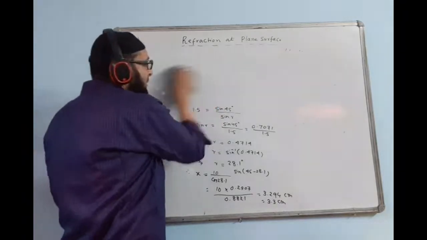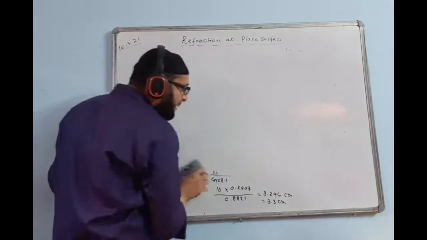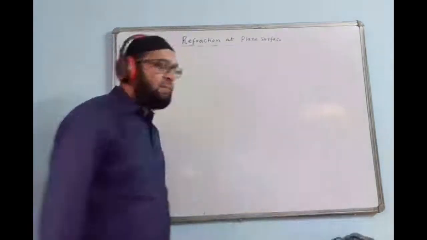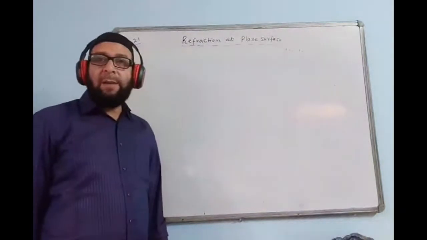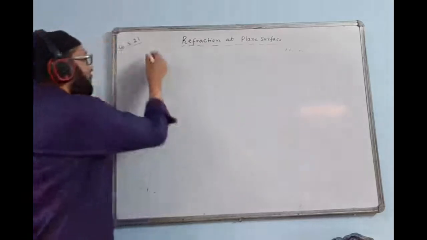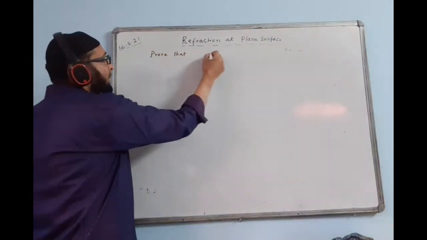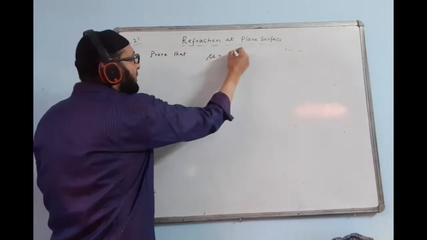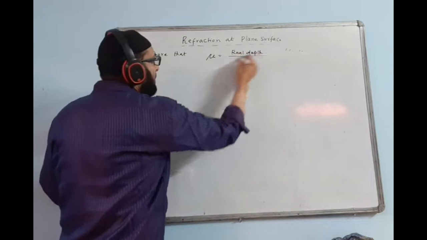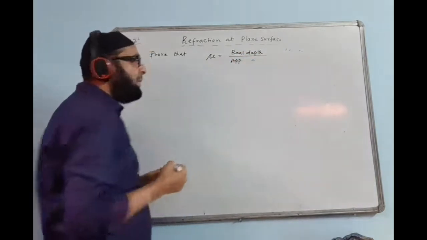In class 10, we used to do real depth and apparent depth, and there used to be a formula that mu, the refractive index, is equal to real depth by the apparent depth, isn't it? Do you know that formula? Or the question maker will ask you to prove that. Write on the question tab: prove that mu, refractive index, is equal to real depth upon the apparent depth. App means apparent.